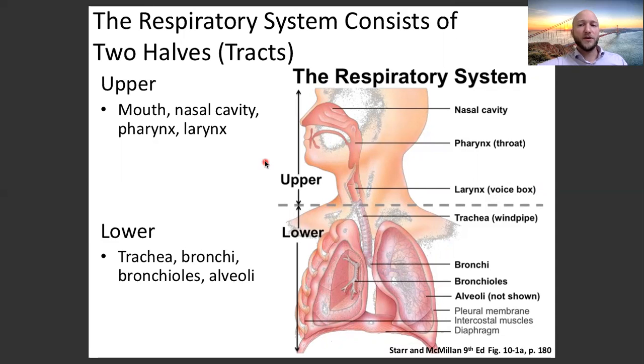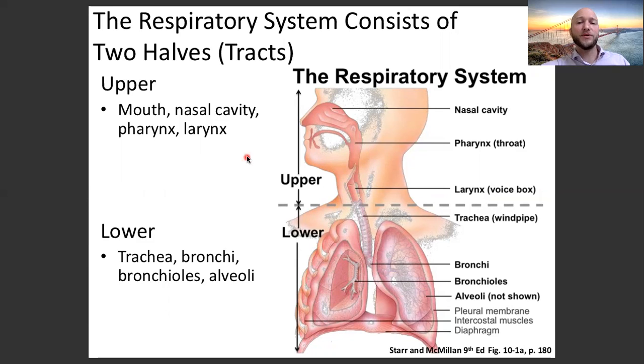I want you to know these. Be ready for 1 or 2 questions on the exam about this anatomy. A question like, which of the following is not a part of the upper respiratory system? Which of the following is a part of the lower respiratory system? Be ready for a test question like that.